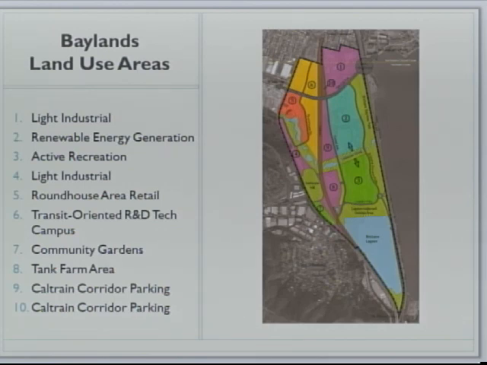Area 5, looking at retail in and around the roundhouse, and something that would play up the roundhouse and its rail usage. And there are some really interesting kinds of concepts that can be looked at there. And then adjacent to the Bayshore Station and along the rail line, looking at transit-oriented development, research and development, and a tech campus in that area.